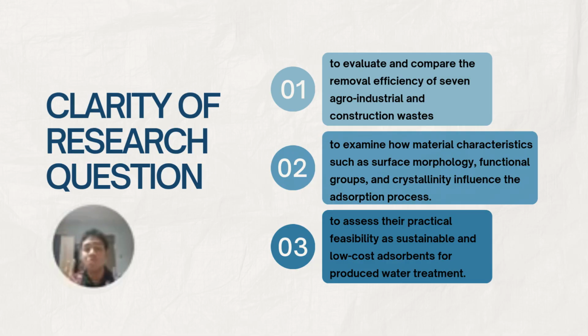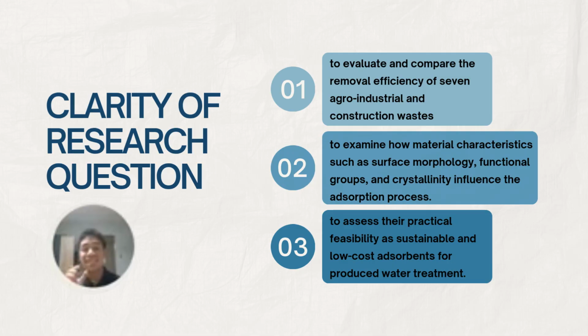So, what makes this objective strong is its measurable nature. They aren't just asking, does this material work? They are systematically pitting materials like date seed ash against gypsum and mandarin peels under identical multi-metal conditions to see exactly how they stack up against each other, right? So, secondly, they aim to examine how specific material characteristics like surface morphology, functional groups, and crystallinity can influence the adsorption process.